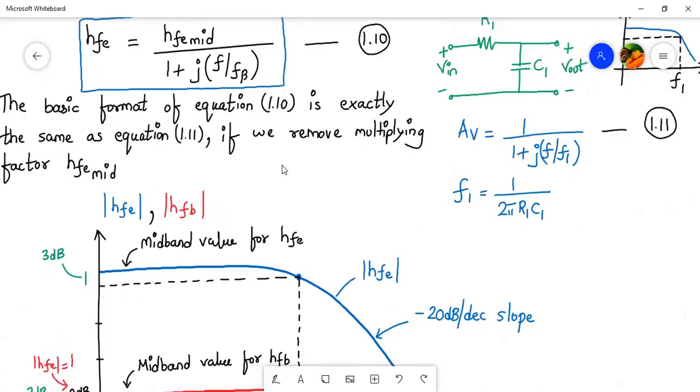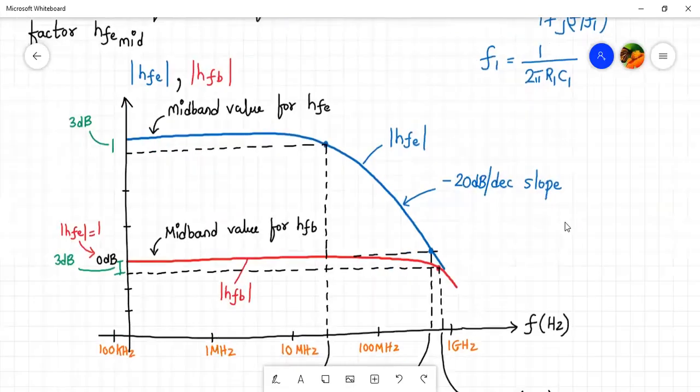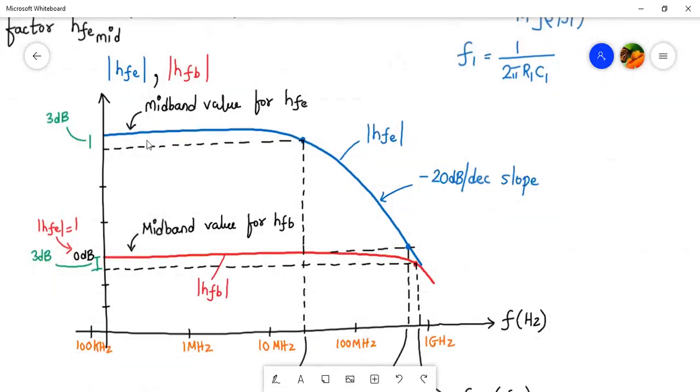Next, we will be plotting the HFE and HFB plot on the same curve. So let me show it to you. Now concentrate on this blue color curve we have already seen before. Let me mark certain things over here.